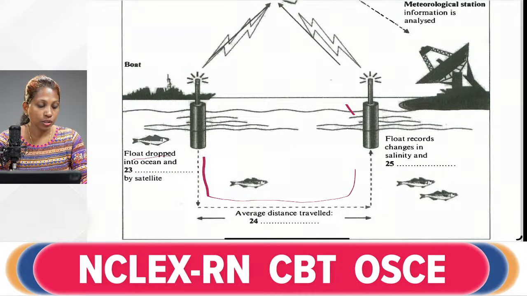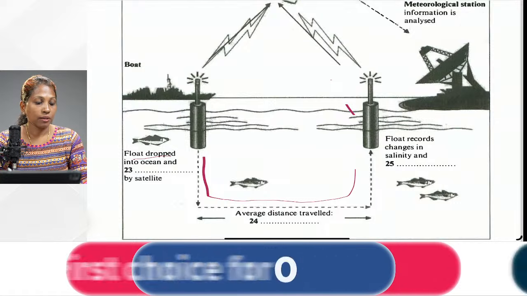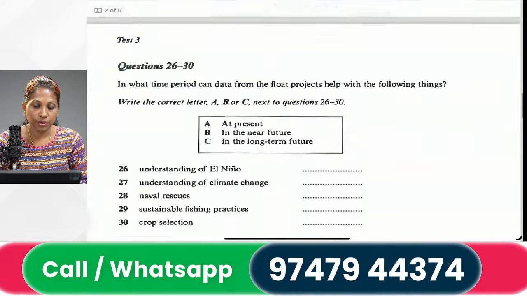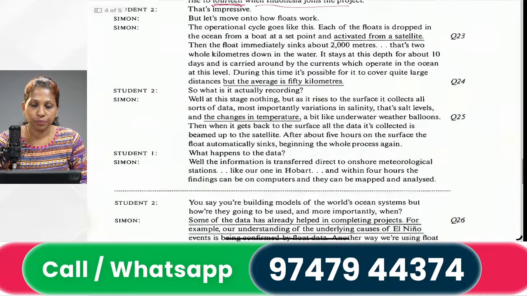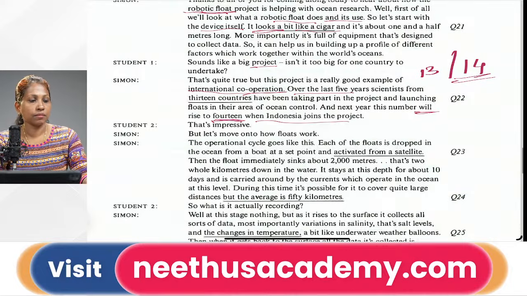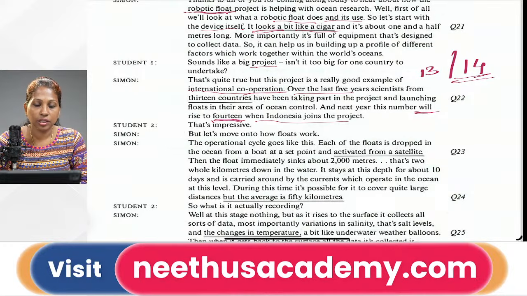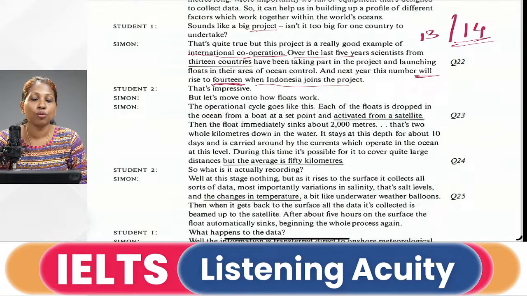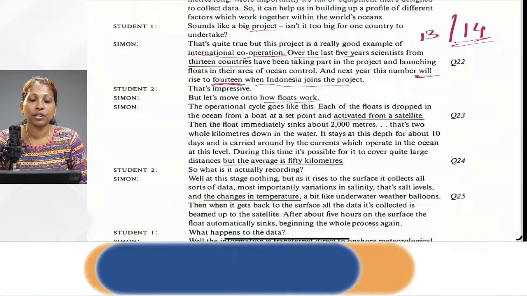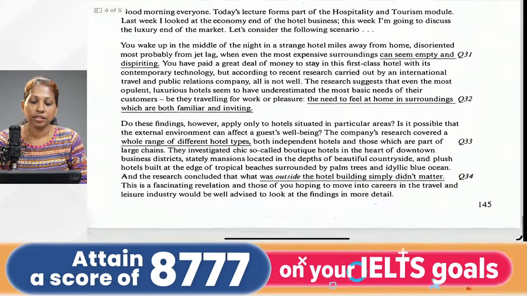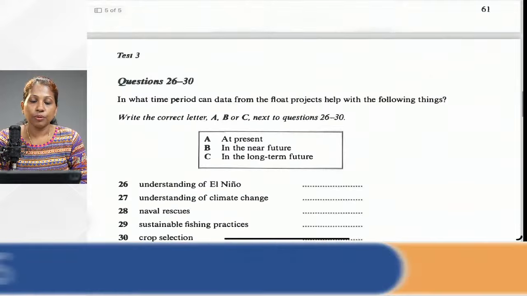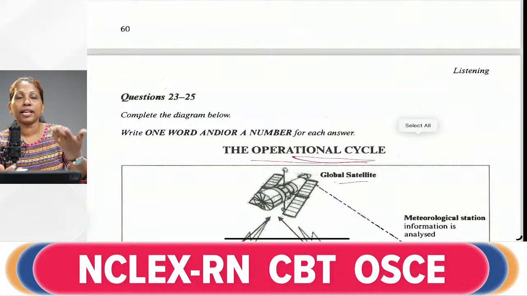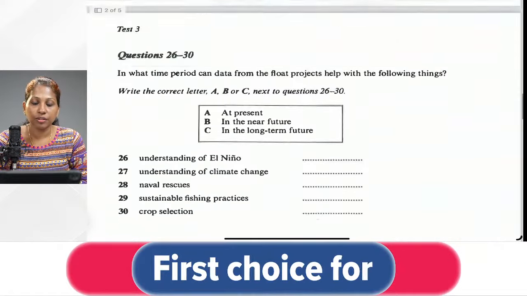So let's go to the audio script, which will help you out. We read till Indonesia. Next, student 2 says, that's impressive. After that conversation, now let's move on to how the float works, and that is what the diagram shows. The label says operational cycle, which means the working cycle, how it operates, the working method.